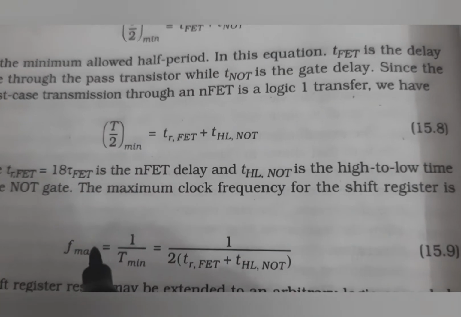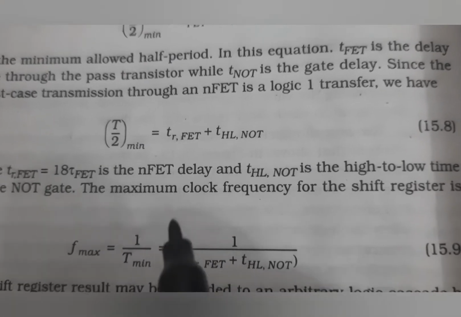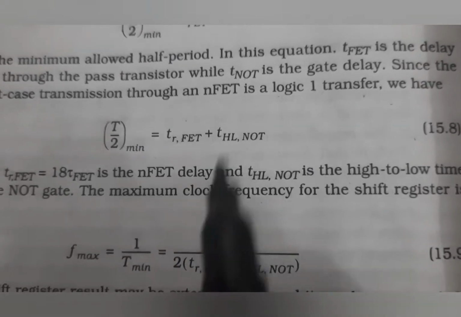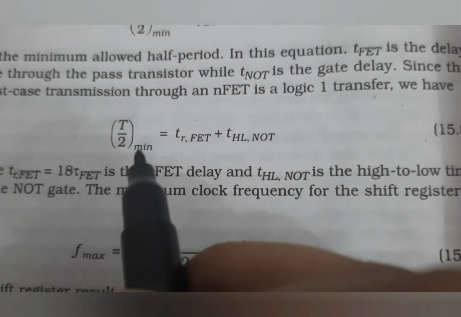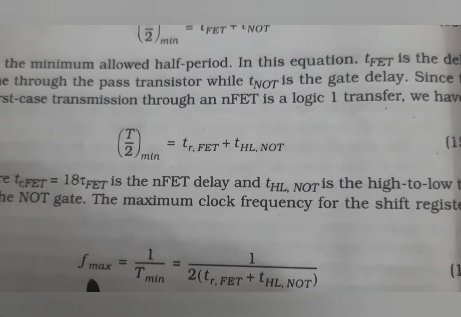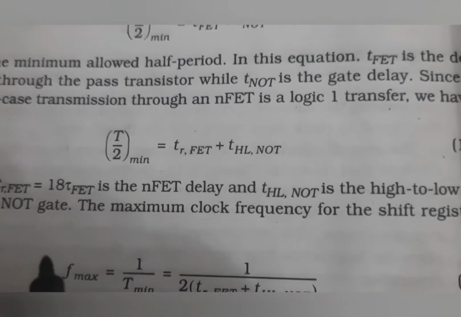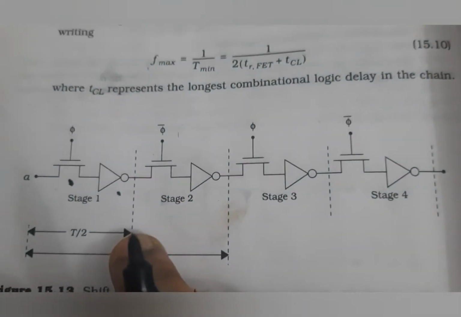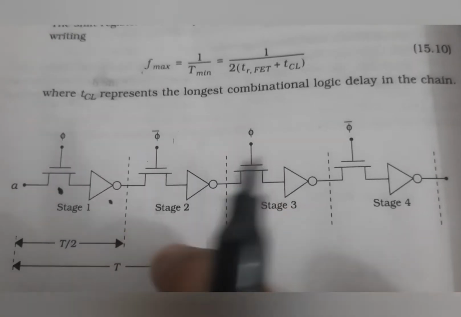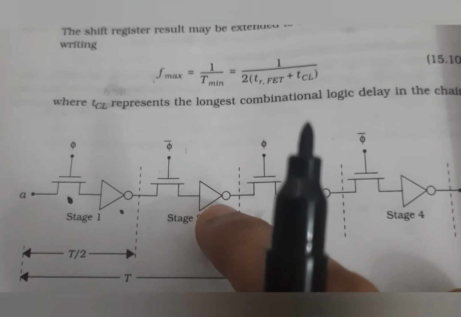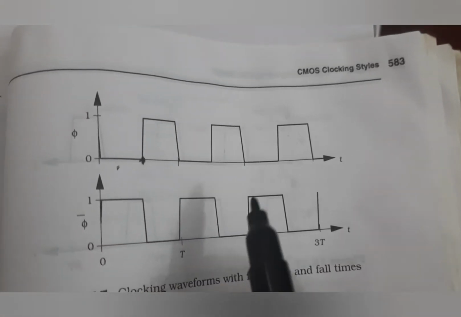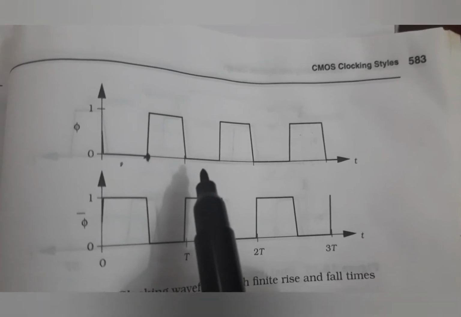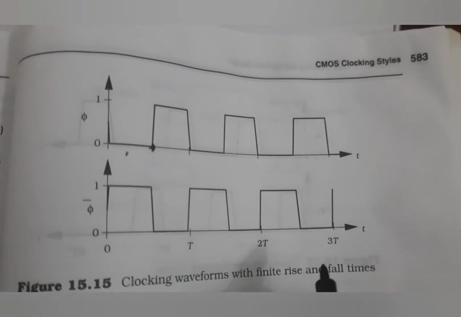So the maximum frequency is equal to 1 by T min, which is equal to 1 divided by 2 times this value, because T min is the entire clock cycle, and T by 2 means we are using half of the cycle, for a 50% duty cycle circuit. That means exactly one half is used for one operation and the other half for another operation, and this is 50% duty cycle. And this is an example of a 50% duty cycle clock signal with finite rise and fall times.